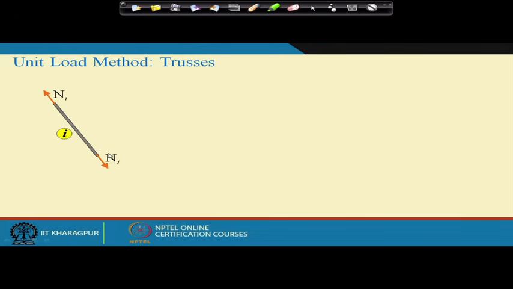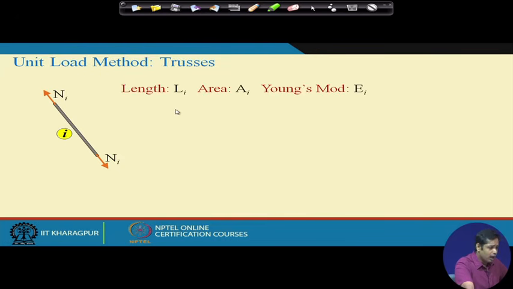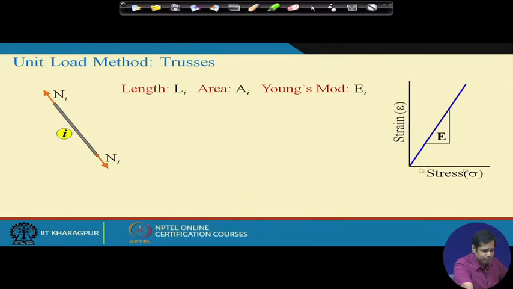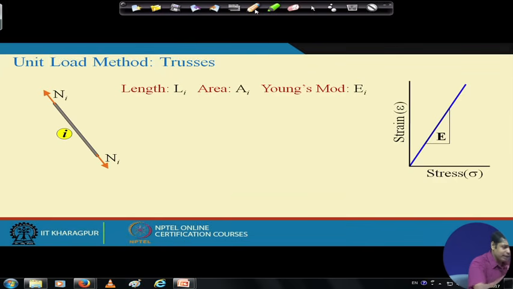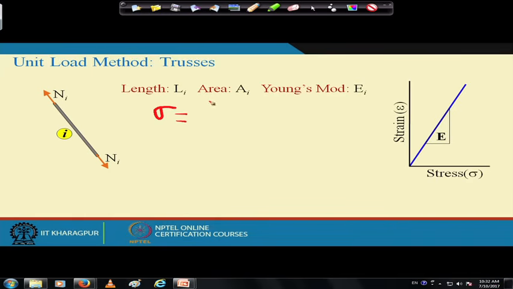So, it is the ith element, and the corresponding force in the ith element is denoted as Ni. Now, suppose the length of this member is Li, area is Ai, and Young's modulus is Ei, and it satisfies linear elastic behavior. So, this is stress and strain, and the corresponding slope is the Young's modulus. Now, if the area of this member is A, then what is the stress developed? Stress developed sigma is equal to Ni divided by Ai.